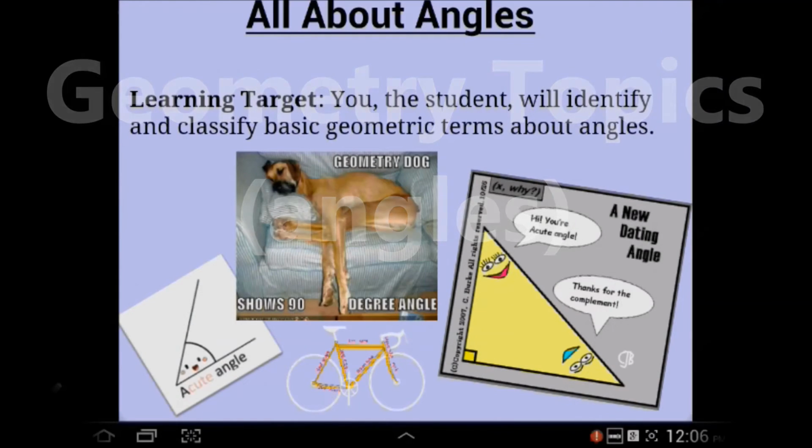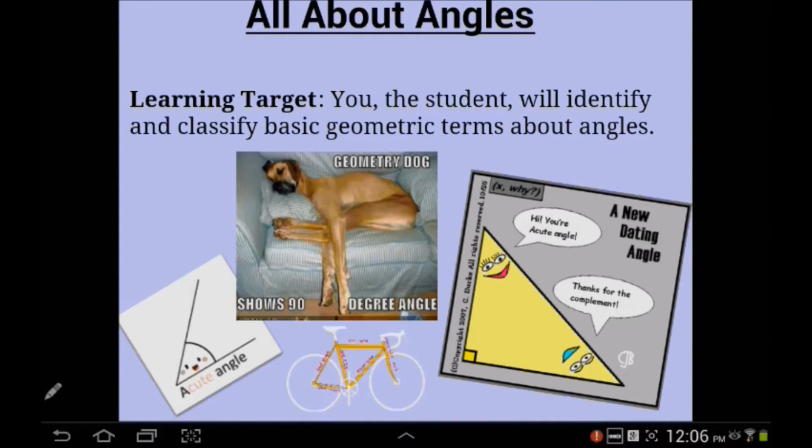Okay, everybody, welcome to your first flip lesson, which is going to cover geometric topics. We are going to today cover angles and a little bit with lines. Your learning target is you, the student, will identify and classify basic geometric terms about angles.